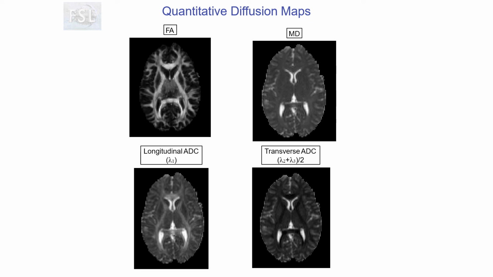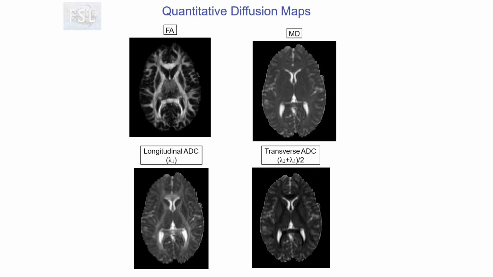So again, just a summary of what the images look like. Our fractional anisotropy image, mean diffusivity, longitudinal ADC, that's also called our axial diffusivity. That's our apparent diffusion coefficient. So it's longitudinal ADC, also called primary ADC. There's a lot of terms for it. And then transverse, also called radial. And so we can see the difference in what the images look like.